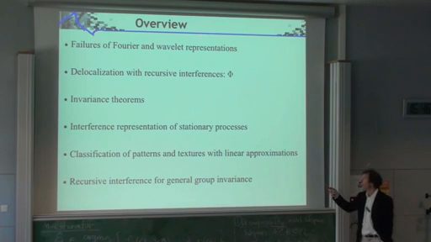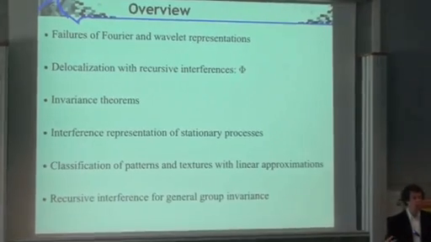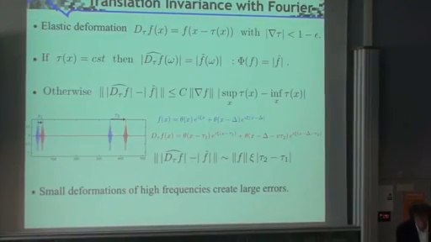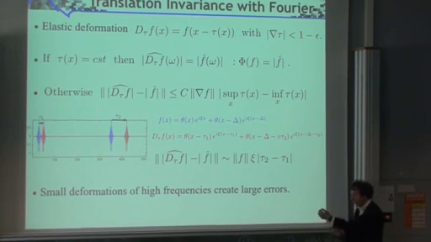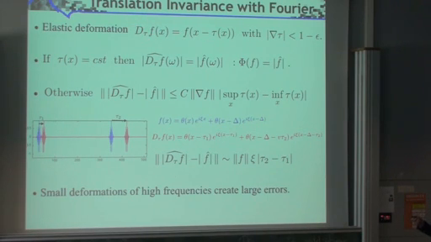I will mostly work on translation invariants, and then I will show how all these tools extend to invariants to any type of group. Okay, so let me begin with the Fourier transform to try to understand what's happening and why it is a difficult problem. So let's take a function f that I'm going to translate and deform, with a gradient here that I suppose to be strictly smaller than 1.